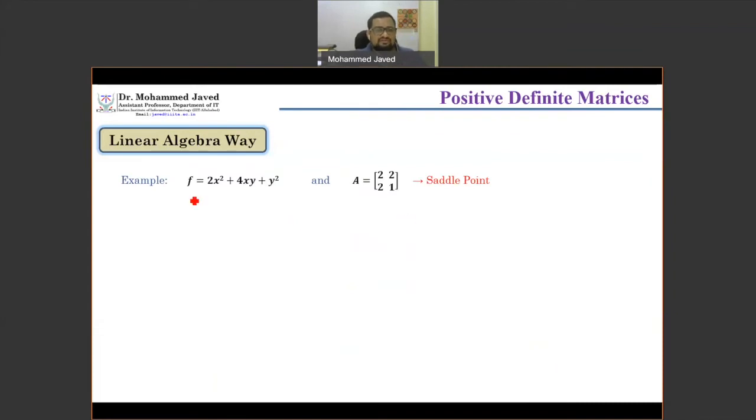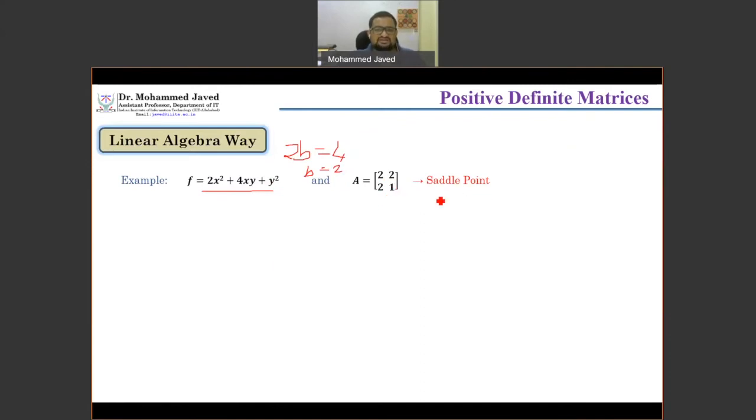So now given an equation that is f equal to 2x square plus 4xy plus y square, now let us try to represent this. A, let us put it here, and c, let us put it here. This is 2 and 1, that is a and c. What is b? Therefore 2b is equal to 4. So b is 2 in this case. So I substitute b here and I get a saddle point.